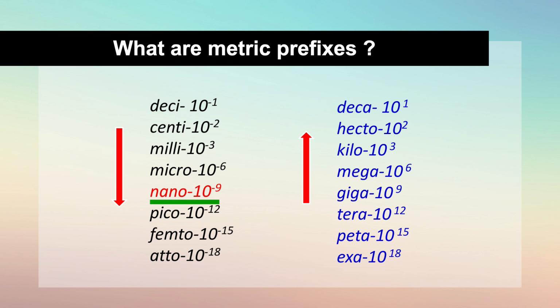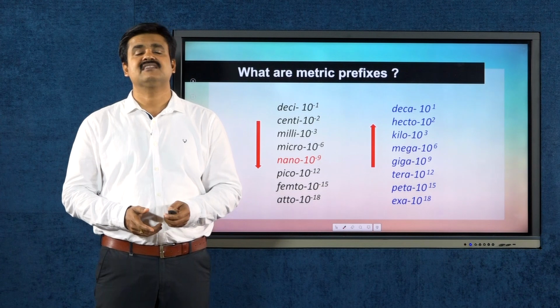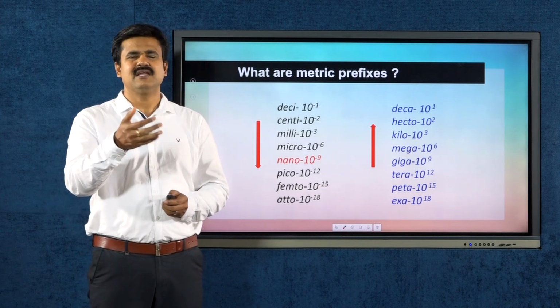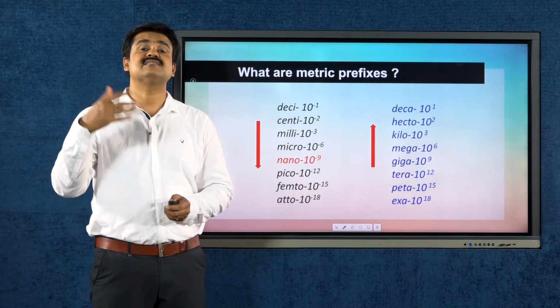Nano stands for 10 raised to minus 9. You are familiar with nanomaterials, etc. 10 raised to minus 9 is indicated by the prefix nano. So, atto stands for a very small quantity, that represents 10 raised to minus 18. So, by using these metric prefixes, you can represent small quantities as well as bigger quantities.